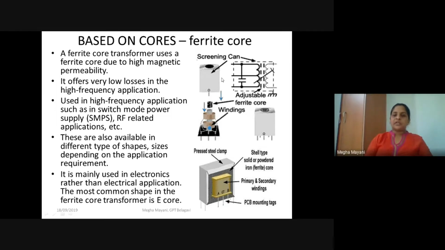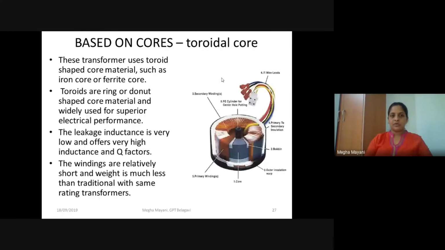Next type of transformer under core type will be the toroidal core transformer. So these have got a name because of the shape of the core. As you can see in the image, these use toroid shaped core material. Maybe it is of iron or ferrite material. It is in the shape called toroid. Hence, it has been categorized as a toroidal core transformer. So they are of ring shape or donut shape, you can call.